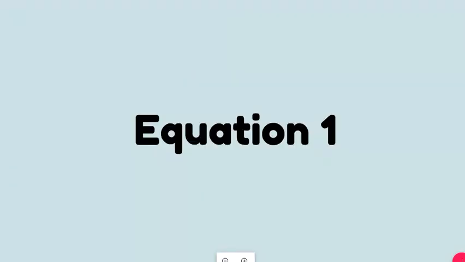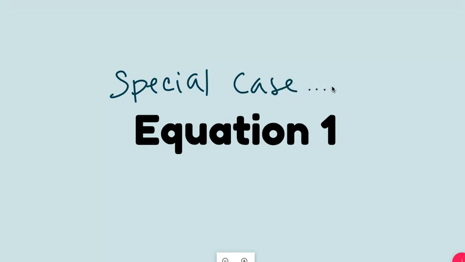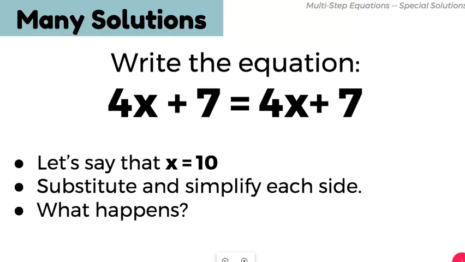So the first special case, equation 1. Here's what you're going to do. Write down the equation: 4x plus 7 equals 4x plus 7. So we have a variable on both sides situation, and we're going to work through an activity with this equation.